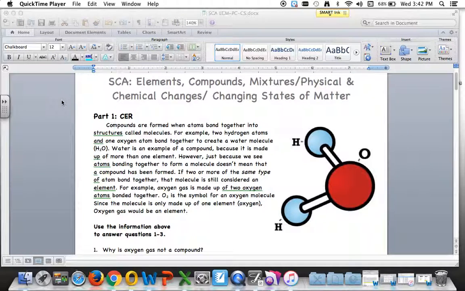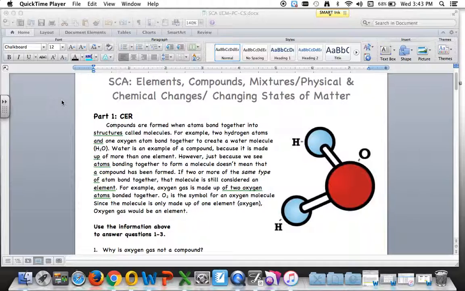SCA, Elements, Compounds, Mixtures, Physical and Chemical Changes, Changing States of Matter. Part 1, CER. Compounds are formed when atoms bond together into structures called molecules. For example, two hydrogen atoms and one oxygen atom bond together to create a water molecule, H2O. Water is an example of a compound because it is made up of more than one element.